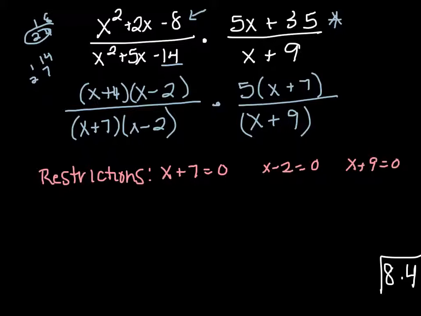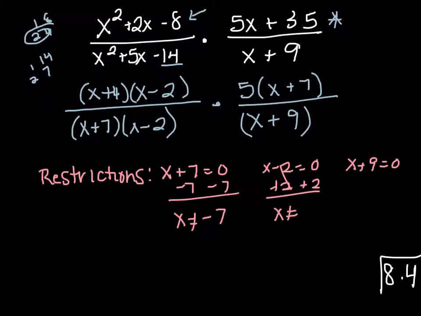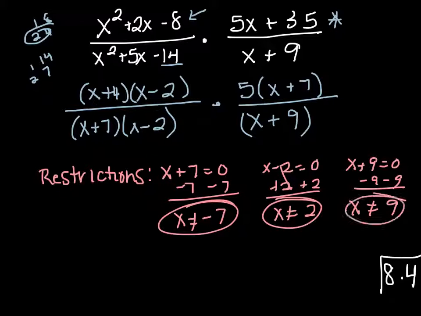So when I subtract 7 to the other side, my restriction is x cannot be negative 7. I add 2, and x cannot be 2. I subtract 9, and x cannot be 9. So my three restrictions are right here.